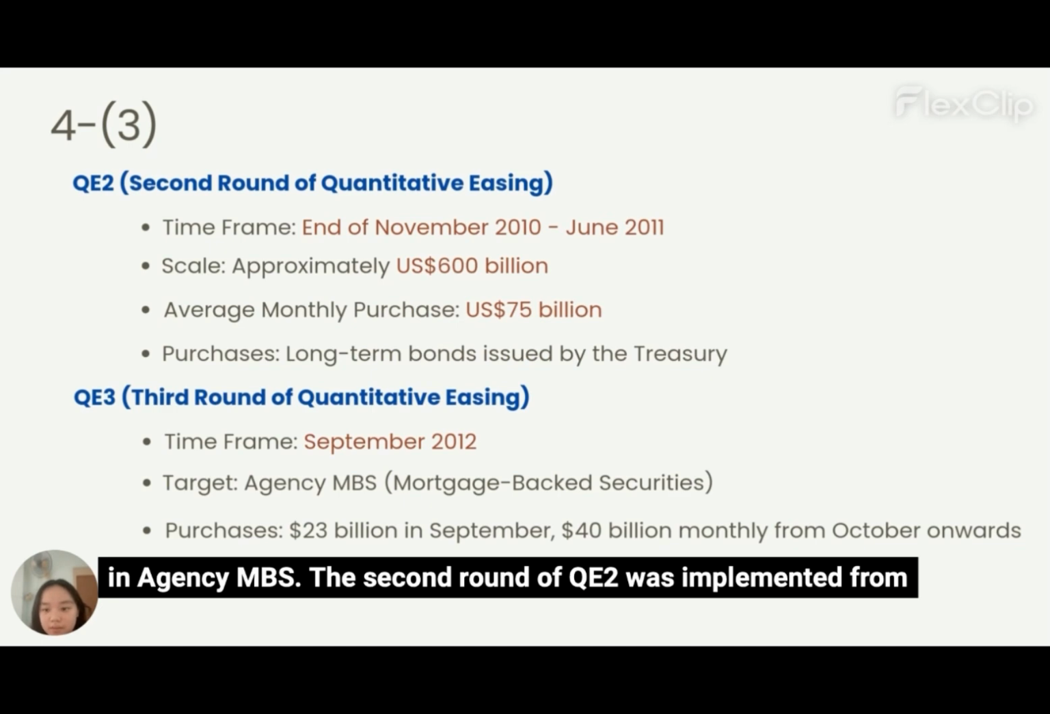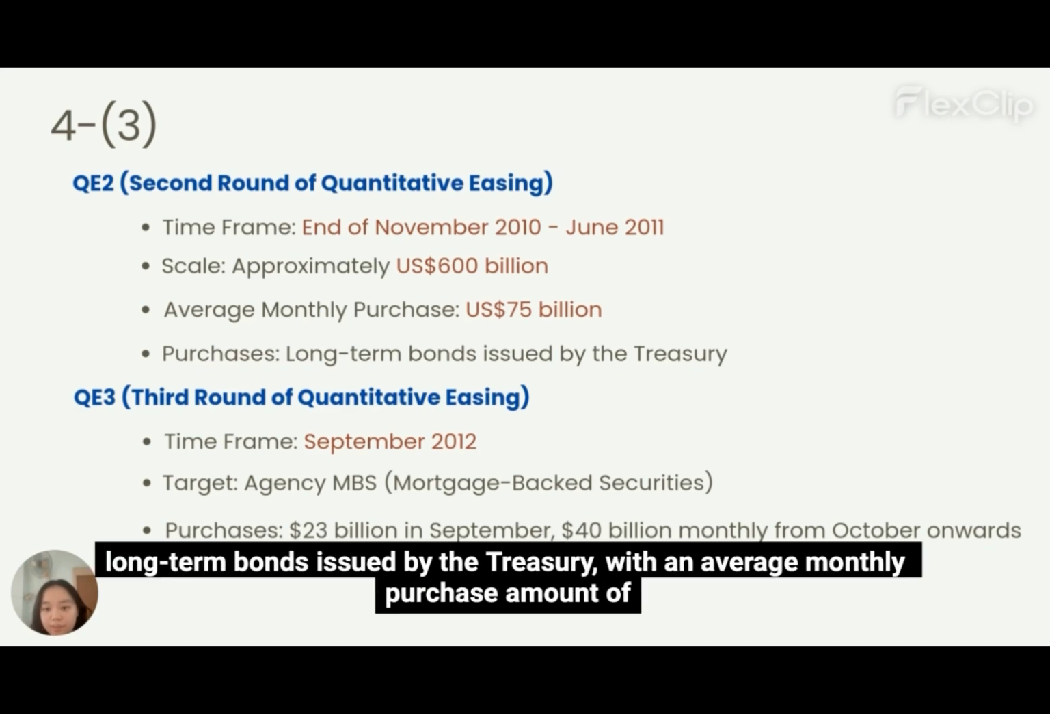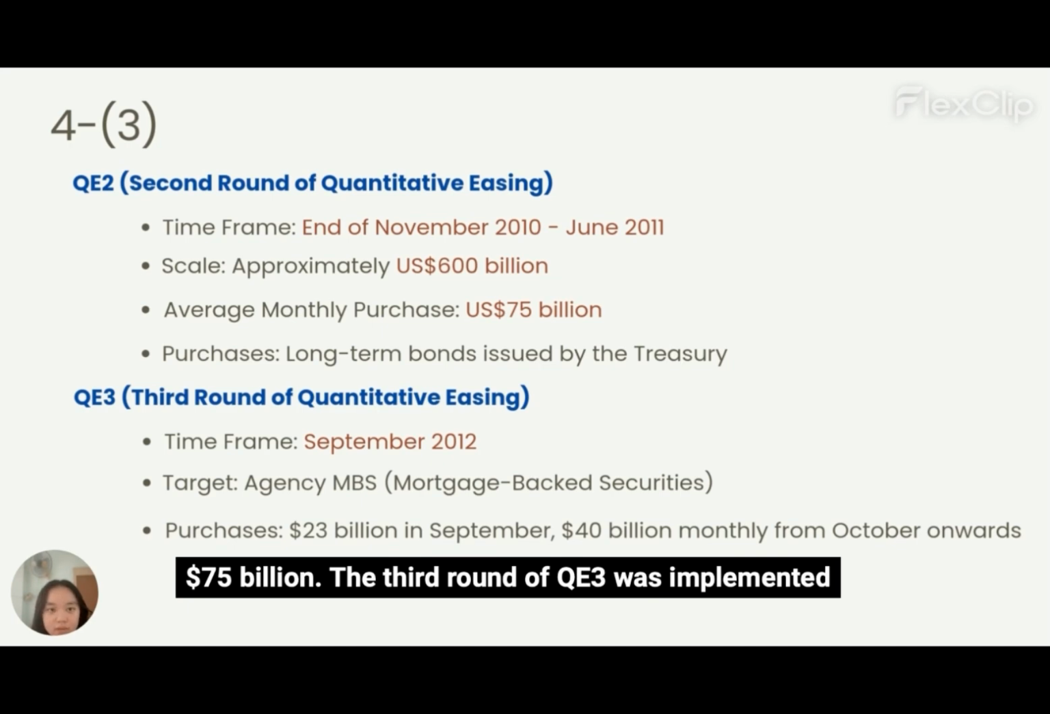The second round, QE2, was implemented from the end of November 2010 to June 2011, with a scale of approximately $600 billion, mainly used to purchase long-term bonds issued by the Treasury, with an average monthly purchase amount of $75 billion.